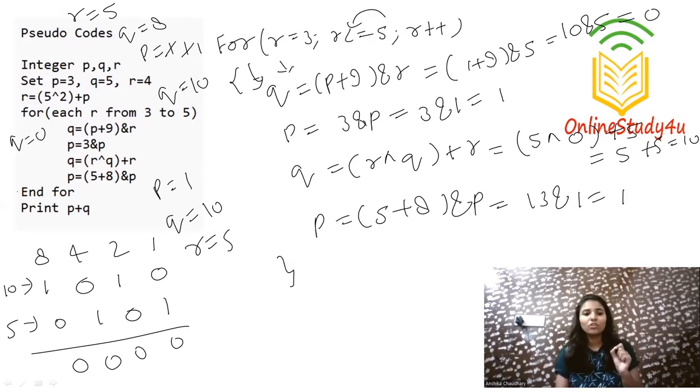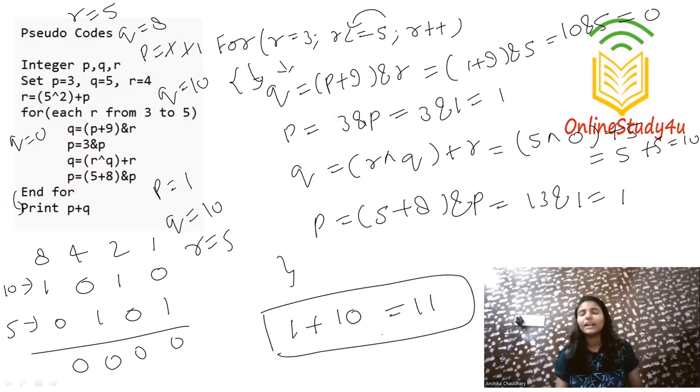Now next to the for loop, what is the statement here? Here is the P plus Q. Print P plus Q. So what is the last updated value of P was 1 and Q was 10, right? So the answer will be 11.